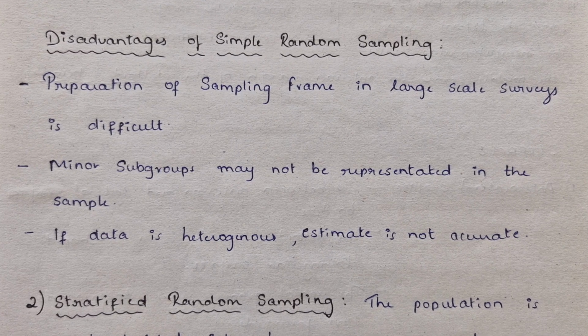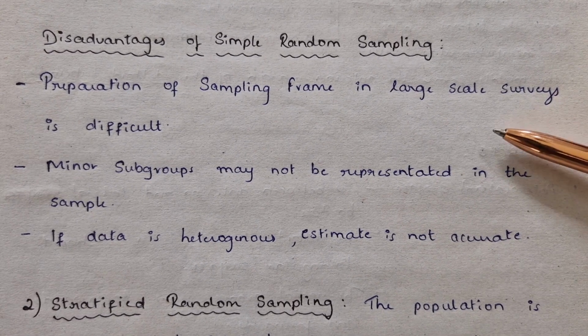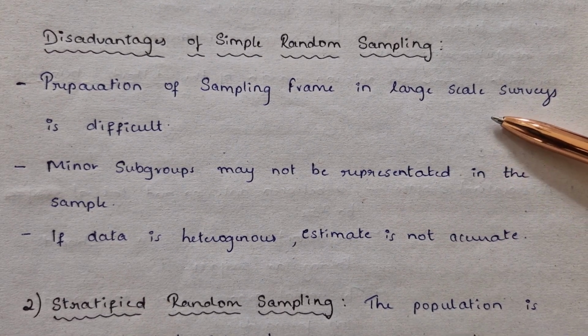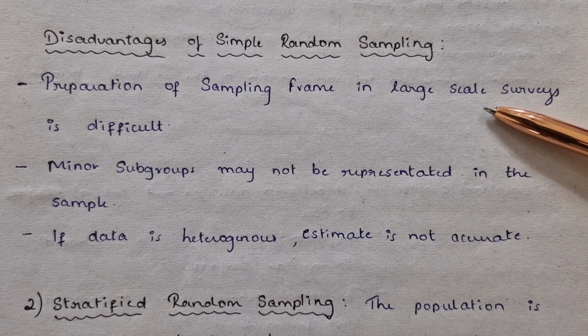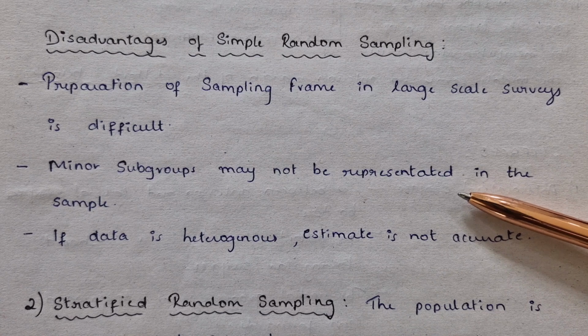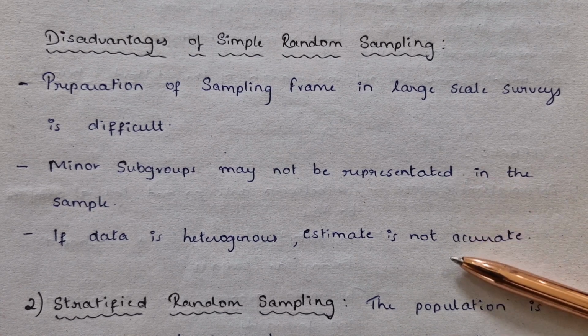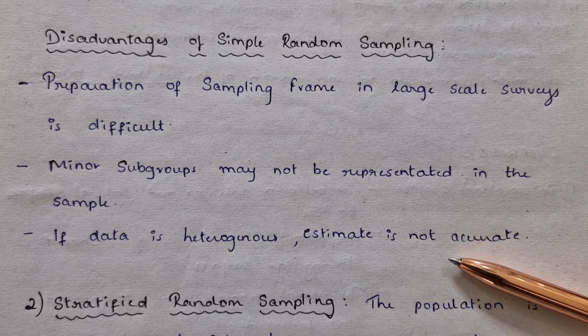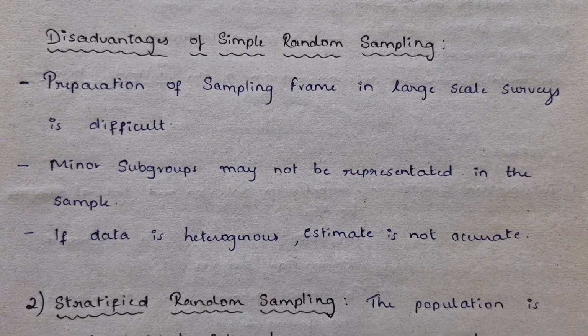Disadvantages of simple random sampling. Preparation of sampling frame in large-scale surveys is difficult. Minor subgroups may not be represented in the sample. If data is heterogeneous, the estimate is not accurate.